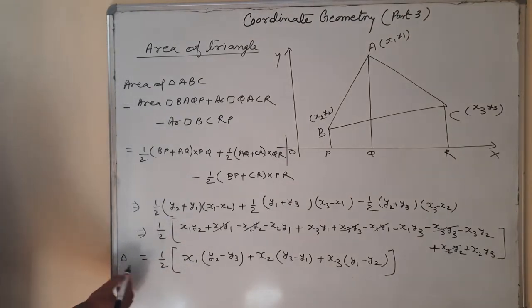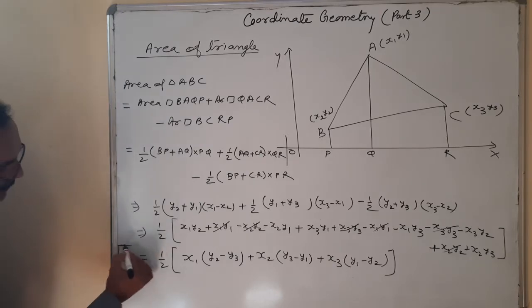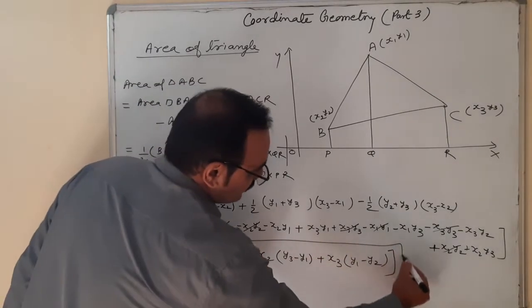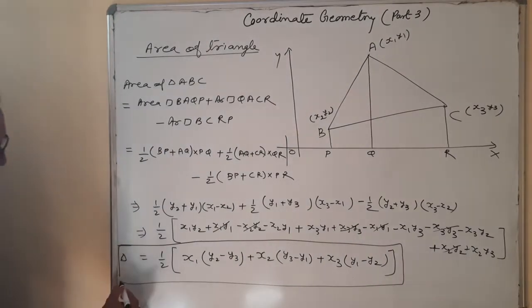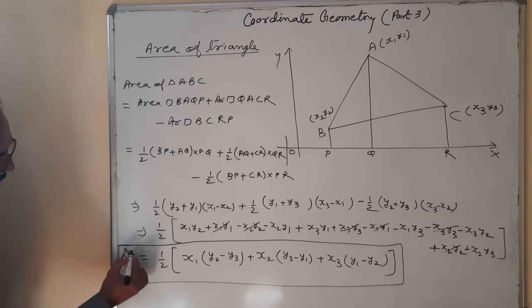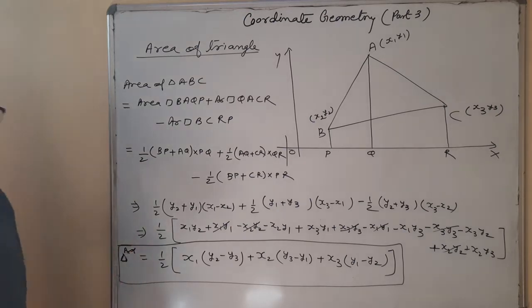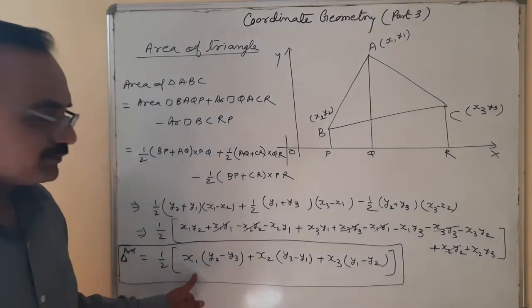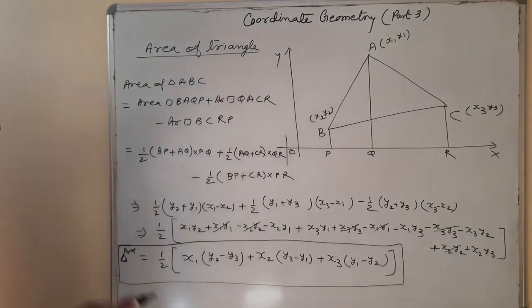Area of triangle is equal to this. We have to understand this as the formula for finding the area of a triangle. So area of triangle is equal to 1 upon 2 x1 outside. If you want to keep in your mind, then you can remember one thing.